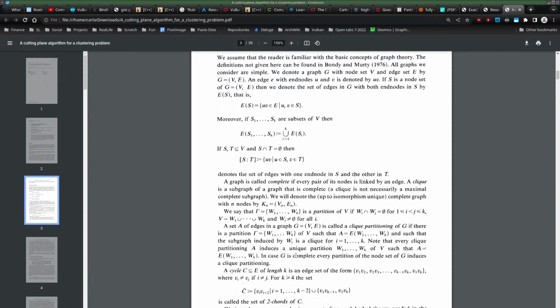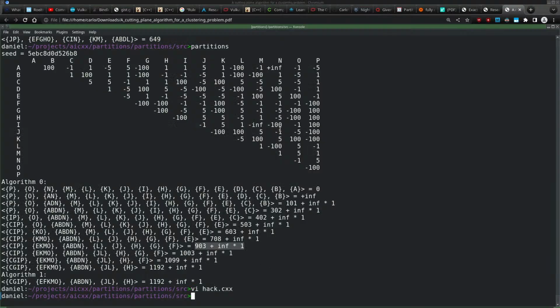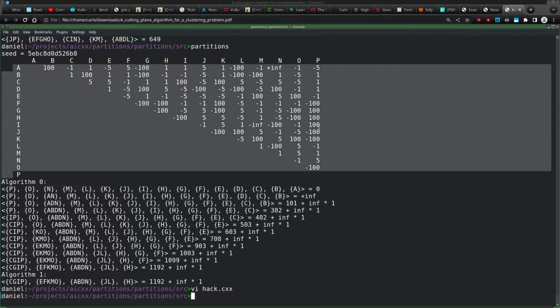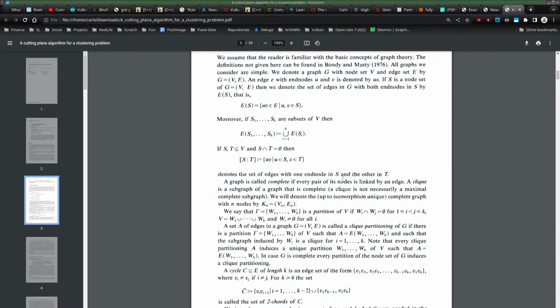In case G is complete, every partition of the node set of G induces a clique partitioning. In our case, G is complete in the sense that I do have defined a possible weight for every pair. So in our case, it's true that every partitioning that we can think of creates a clique partitioning.